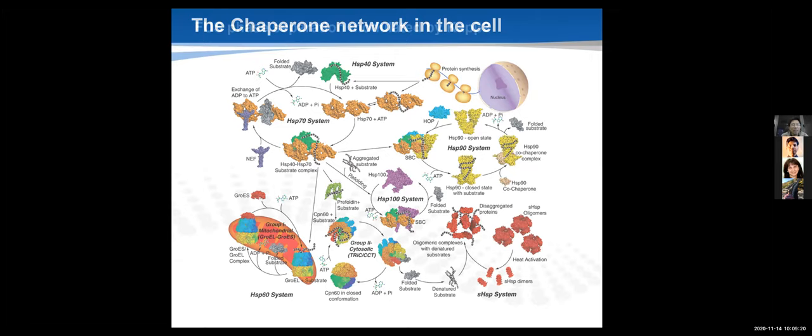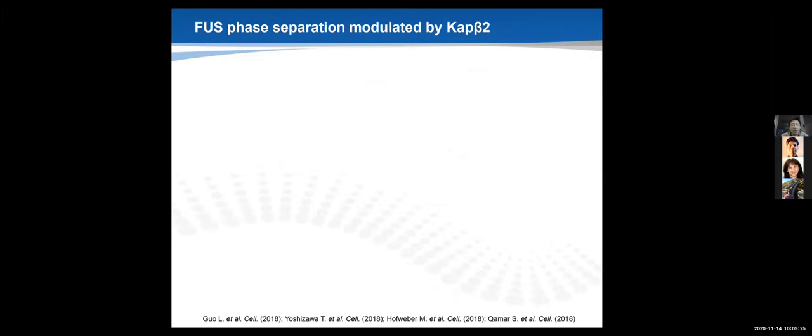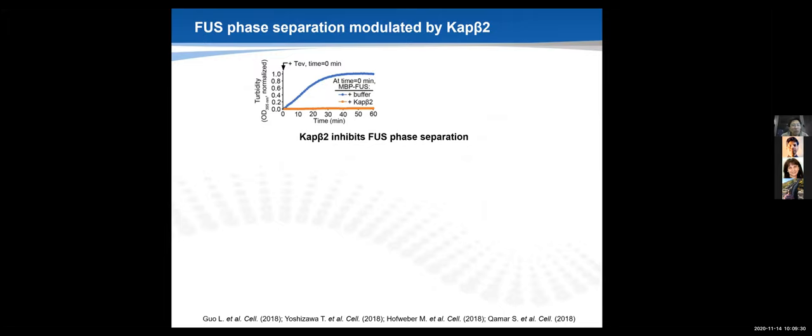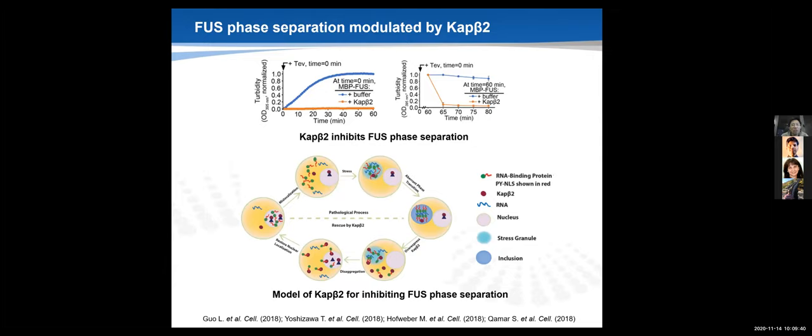Actually, a 2019 Cell paper identified the first non-canonical chaperone, called Kapβ2, which is an importin. It's the first time showing that Kapβ2 can inhibit FUS phase transition. It can bind to FUS and prevent it from liquid phase separation as well as fiber formation. So this is the first case showing that a chaperone may be involved in phase transition. And in this case, it has shown that the protein can efficiently prevent phase transition of FUS.